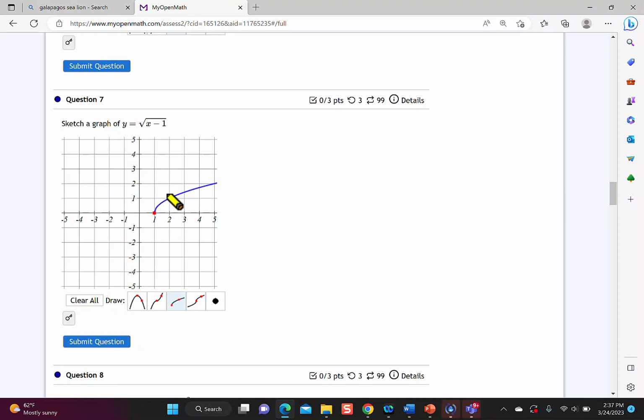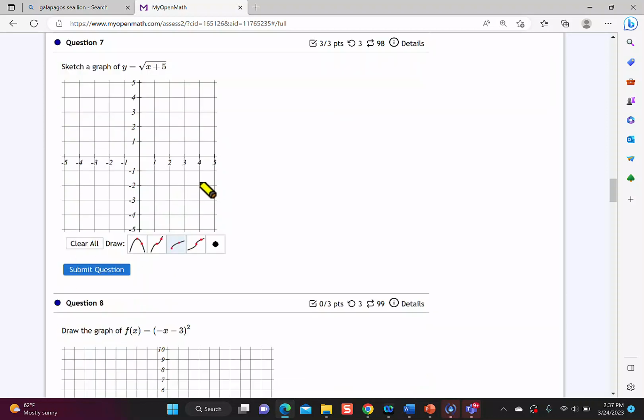And then I need to give it how much it opens. So I need to know at least one more point. Well, I know that the point 2, 1 is also on the graph, and then you could submit the question. Let me show you that one more time.